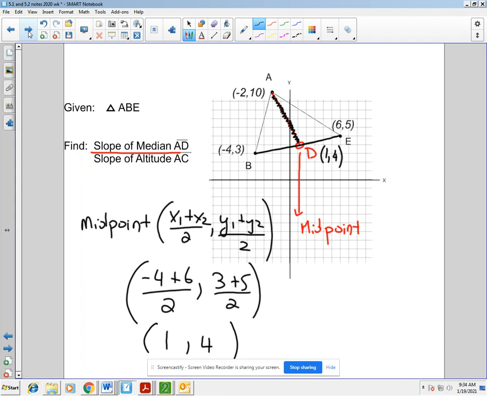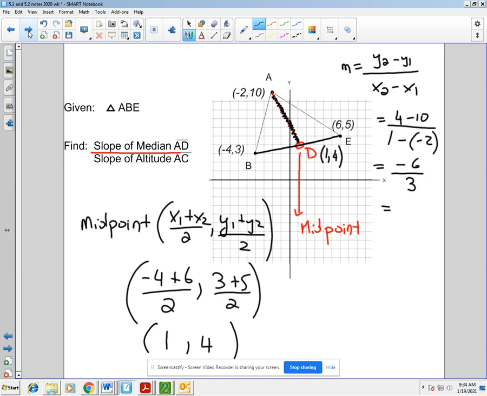So recall the slope formula: m equals y sub 2 minus y sub 1 over x sub 2 minus x sub 1. So the slope of the segment will be 4 minus 10 divided by 1 minus -2. If you simplify this, you get -6. Please remember, 1 minus -2 becomes 1 plus 2, which is 3. And if you simplify this, the final answer is -2. So slope is equal to -2.